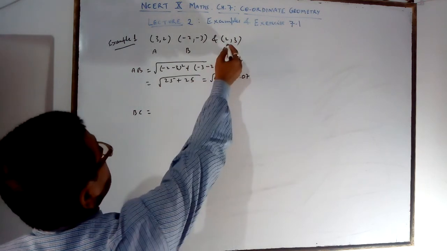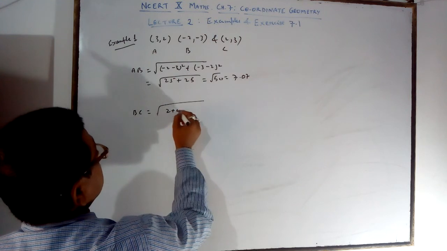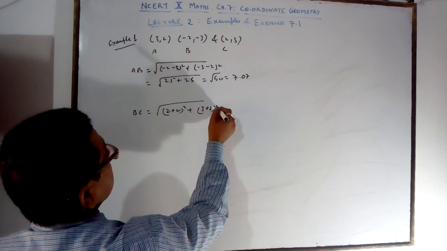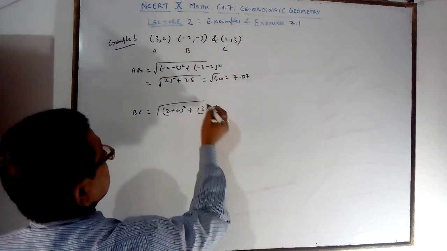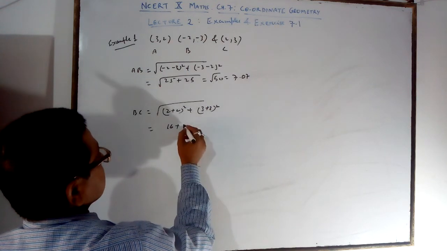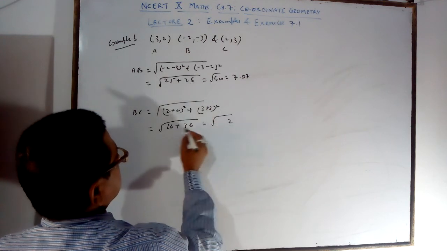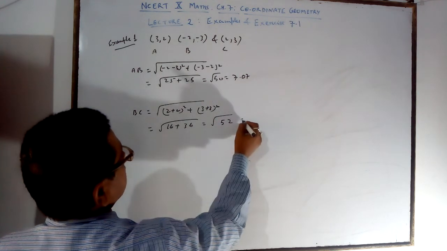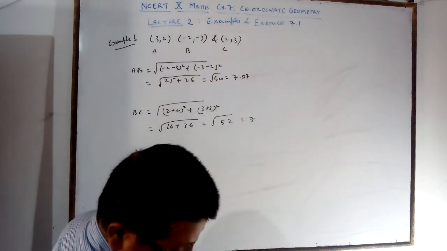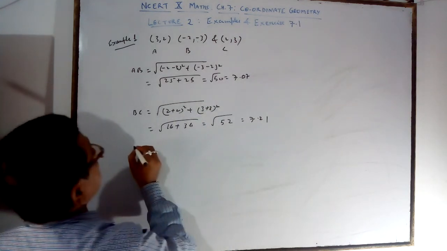BC will be (x2 minus x1), again 2 minus (-2) means 2 plus 2, whole square, plus 3 minus (-3) means 3 plus 3. Why? Because 3 minus minus 3 is here. So 2 plus 2 is 4, 4 squared is 16, 3 plus 3 is 6, 6 squared is 36, and you will get root 52. Root 52 is more than root 50, that you know. It is approximately 7.21, which is what is given in the book.